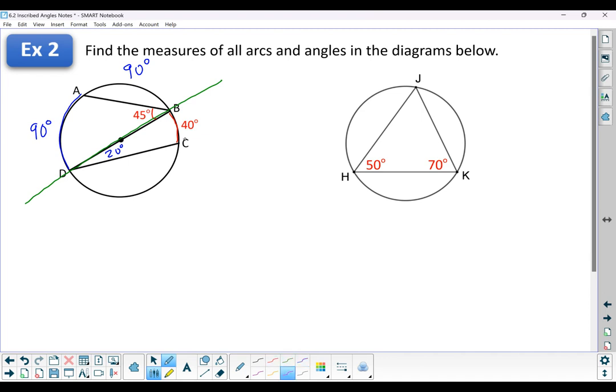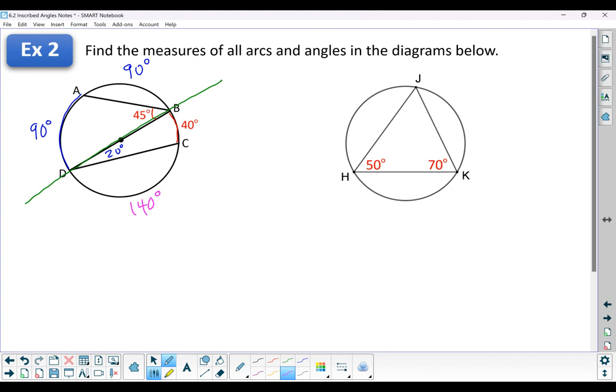On the other side, we've got a 40-degree arc, and these two have to add up to 180 degrees. So 180 minus 40 gives us 140 degrees. So we finished that diagram. We have the angles and arcs all measured, all written out.